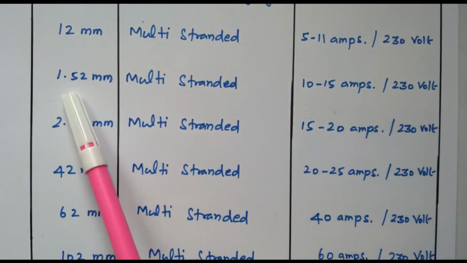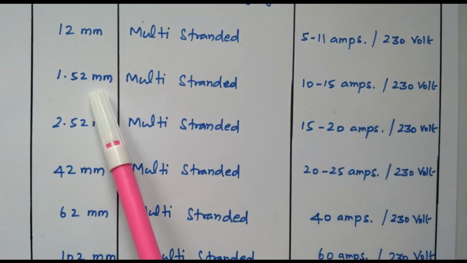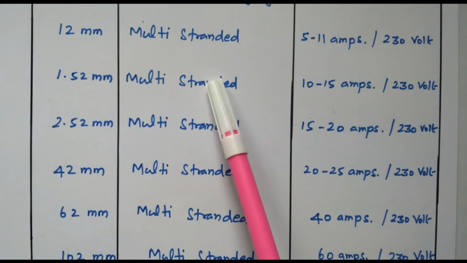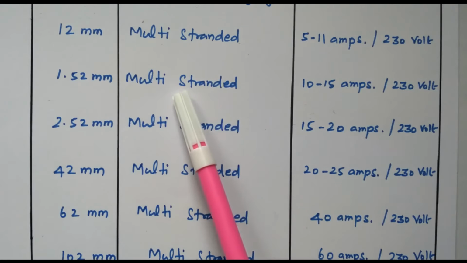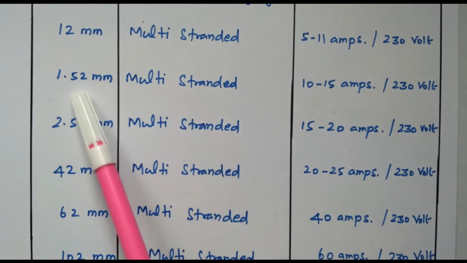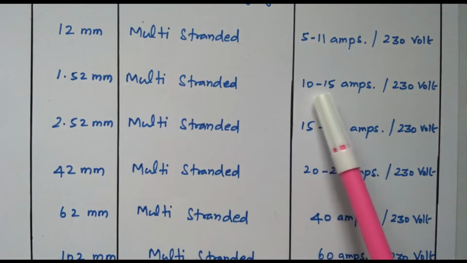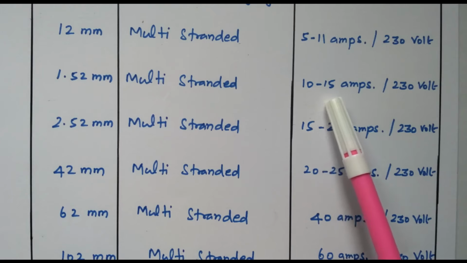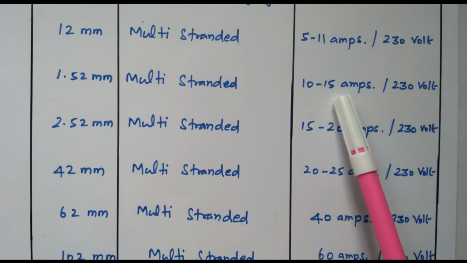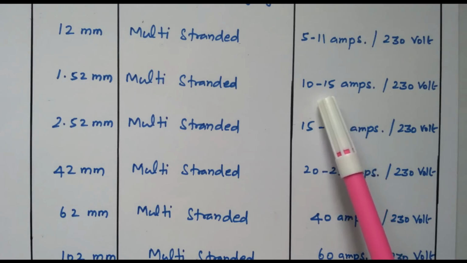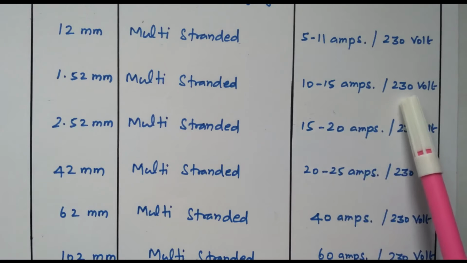Then 1.5 millimeter, multi-stranded. Multi-stranded means n number of coils are available with this thickness. It will be able to carry 10 to 15 amperes. The voltage remains the same, 230 volts.